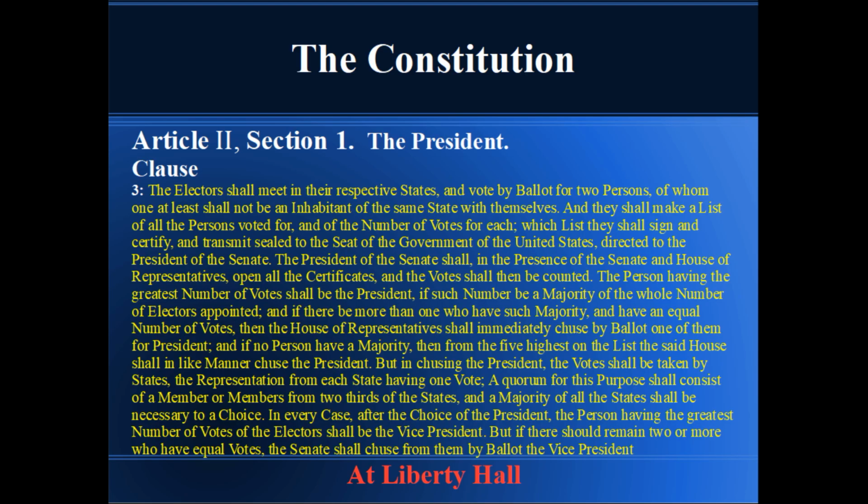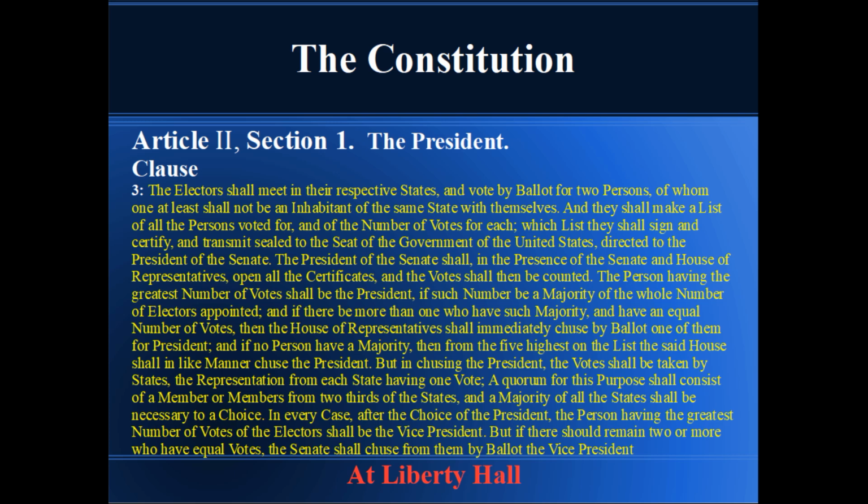Article 2, Section 1. The President. Clause 3. The electors shall meet in their respective states and vote by ballot for 2 persons, of whom one at least shall not be an inhabitant of the same state with themselves. And they shall make a list of all the persons voted for, and of the number of votes for each, which list they shall sign and certify, and transmit sealed to the seat of the government of the United States, directed to the President of the Senate.